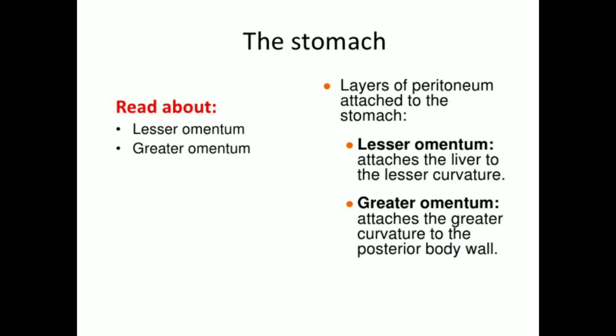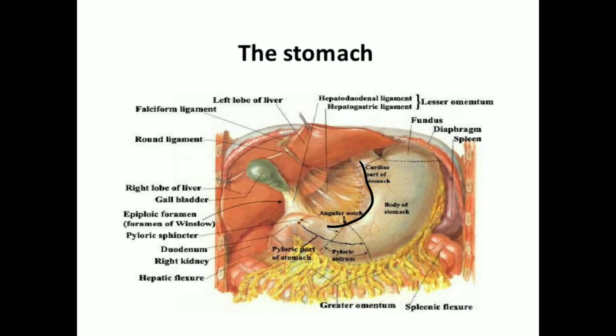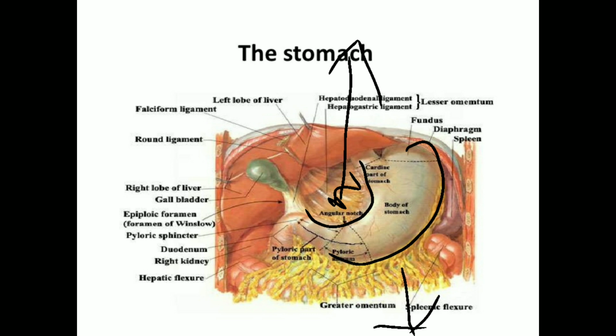Here the lesser omentum attaches the liver to the lesser curvature. The greater omentum attaches the greater curvature to the posterior body wall. You can see this is the lesser curvature which I spoke of, and this is the greater. This fold is the lesser omentum and this part is the greater omentum. The stomach is attached to the liver, this organ you are seeing, by the lesser omentum, and here you can see the greater omentum.